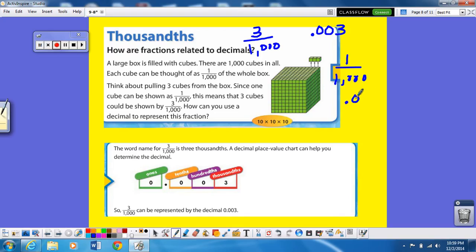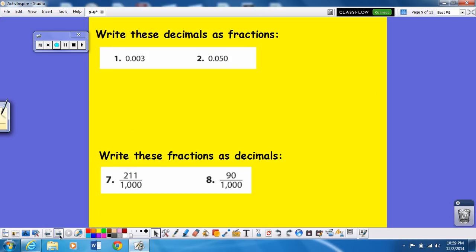or 0.001. Tenths, hundredths, thousandths. So it's the same thing. You're listening. You're just listening for what you hear as a decimal and as a fraction. So let's write these decimals up here as fractions.